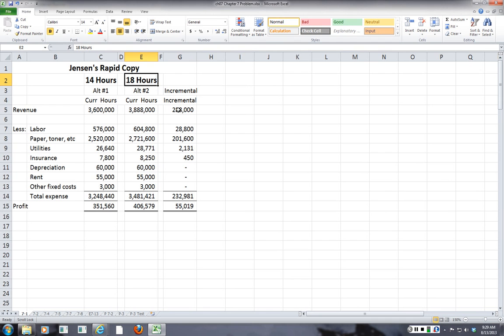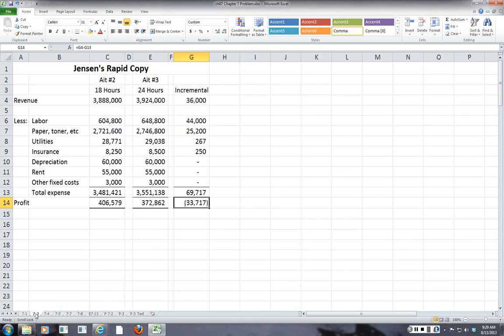Well, through that analysis, the incremental revenue goes up $288,000, and the incremental costs, the variable costs of labor and toner especially, go up a total of $232,981. So you can see it makes sense for them to stay open that much longer because the incremental revenue exceeds the incremental costs, producing an incremental profit of $55,019. This is 18 hours now.